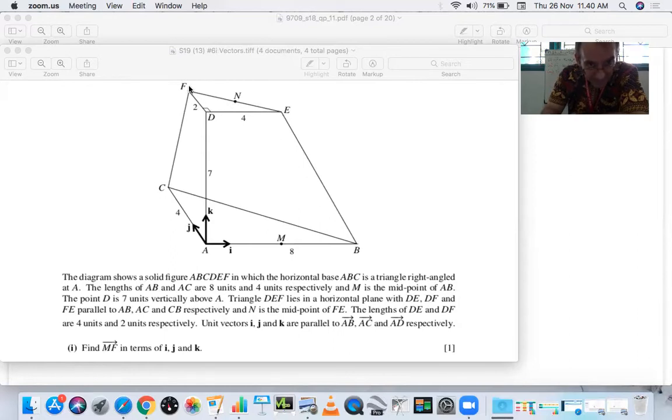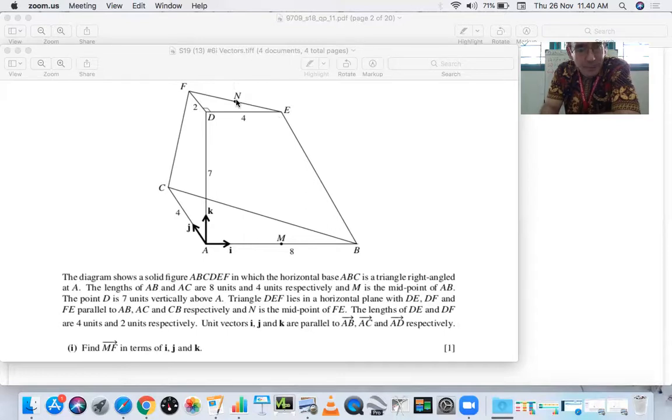F to N is this one right here. So how far is that along the I-axis? Well, notice the total I is 8, but DE is 4, and N is halfway along. It's the midpoint of FE. So N would only be 2 units along the I-axis. So here's 8, here's 4, and half of that is 2. Remember, this is perpendicular here. So F is not actually back, it's just into the screen. So over 2 on the I-axis, so plus 2i.